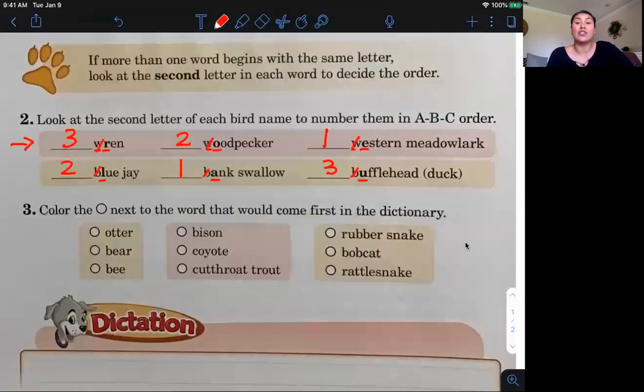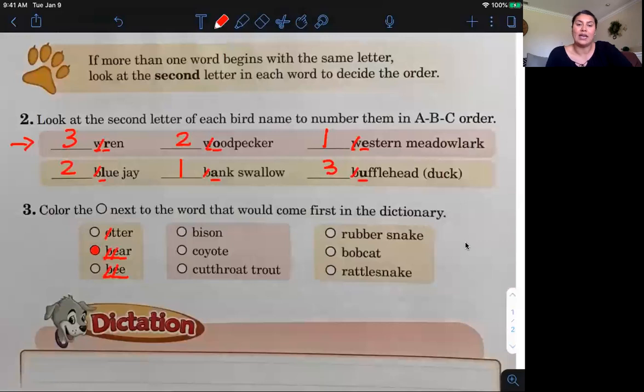Color the bubble next to the word that would come first in the dictionary. Which one do you think would come first, otter, bear, or bee? Well, probably not otter because it starts with an O. Let's see, bear starts with a B, but bee also starts with a B. So I'm going to cross out the B's and we'll look at the next letter. E, E, uh-oh. They both start with an E. Okay, let's look at the third one. A or E. So which one would it be? Bear. Very good. Nice. All right, let's look at the next one.